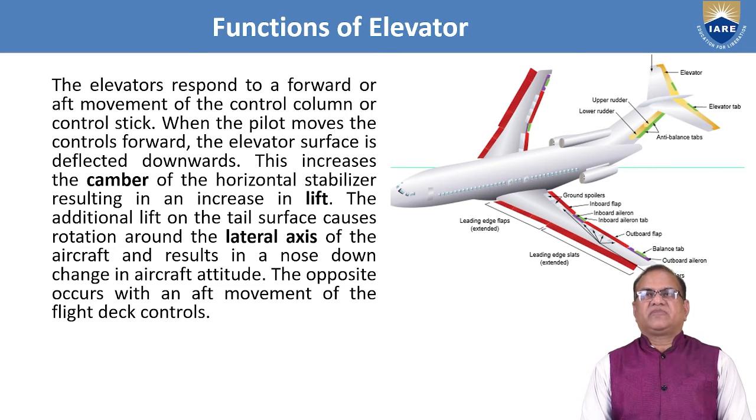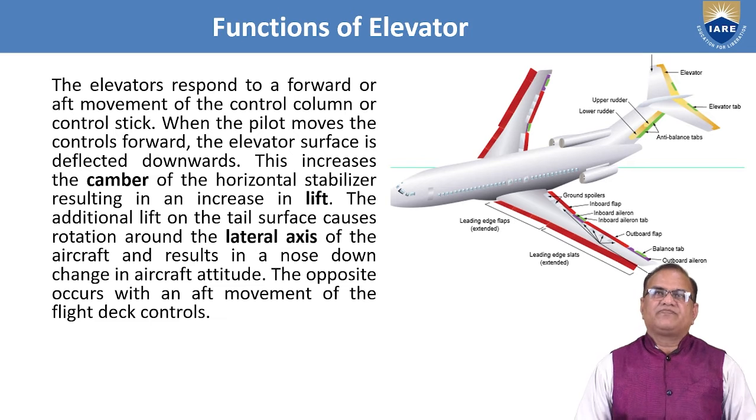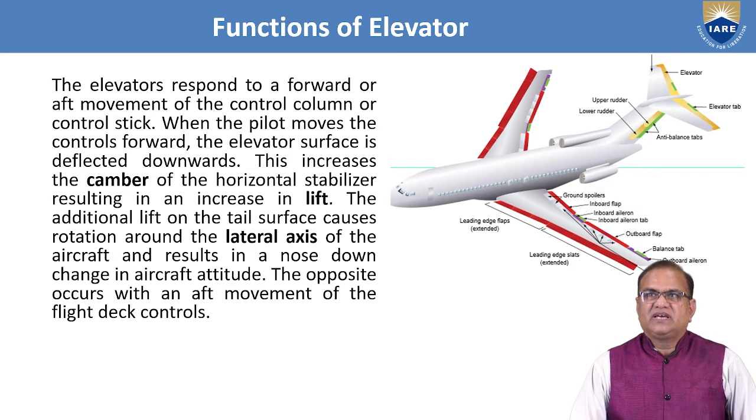Here we can see a very important diagram, the functions of elevators. In this, the elevators are put here at the horizontal tail, this yellow color, and this small green color is the elevator trim tab. These are the anti-balance tabs here in the rudder, lower rudder and upper rudder, and other things are here, but I am not interested in other things. I am interested in elevators only as of now.